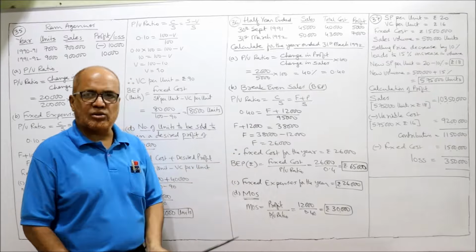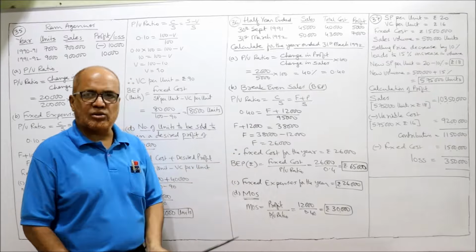Third question is fixed expenses for the year. Already we have calculated it while calculating BEP. The fixed expense for the year is 26,000. And 65,000 is the BEP. Then MOS.